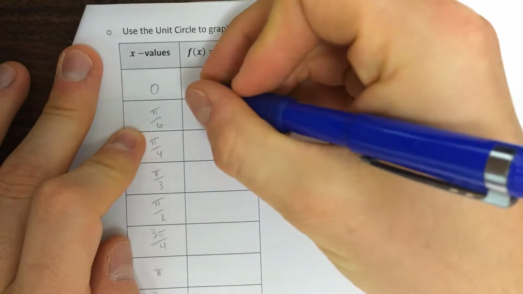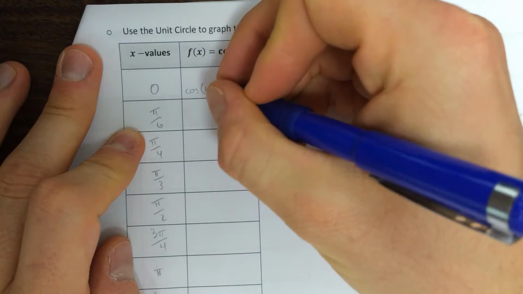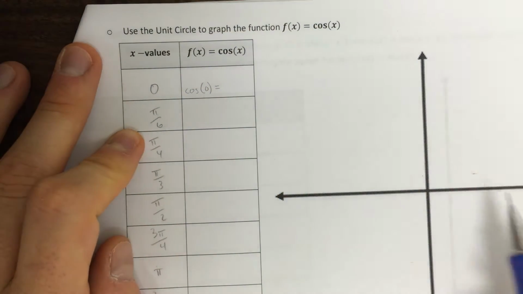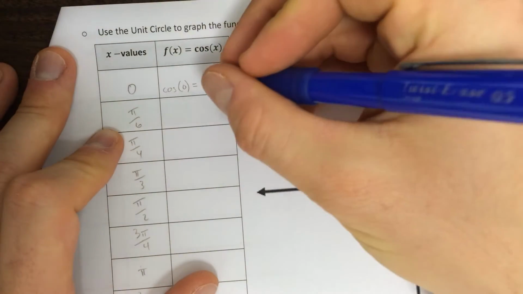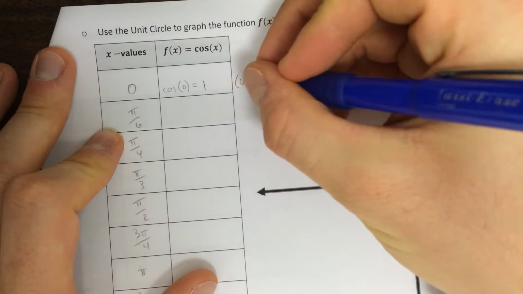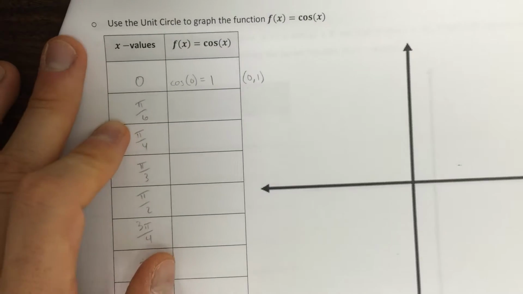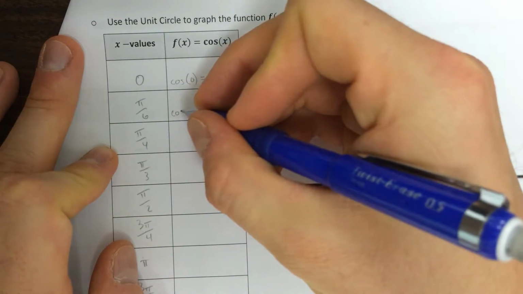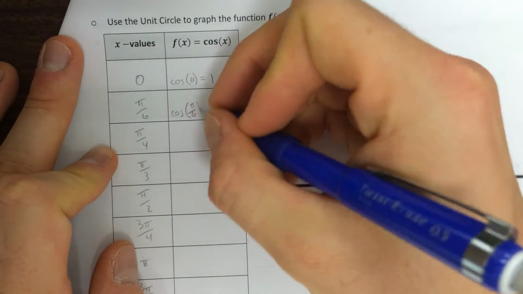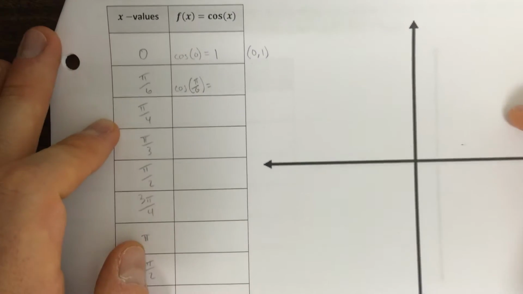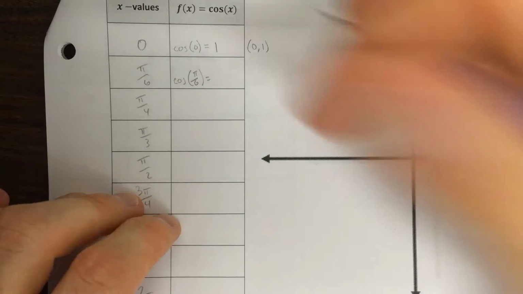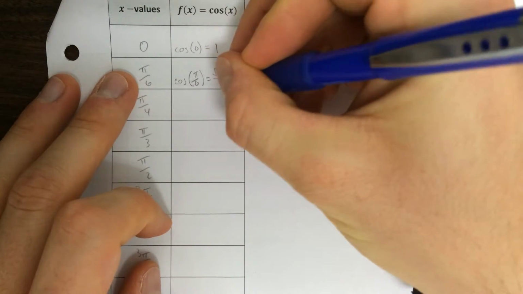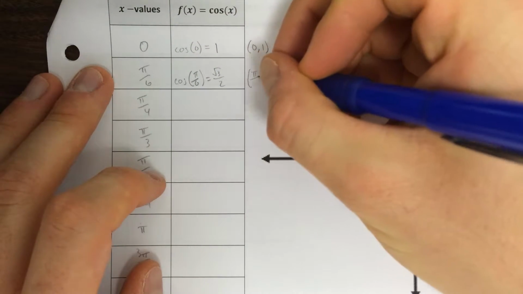see what we get. So if we have cosine of 0, well 0 would be out here on our unit circle, cosine is x, so this would be 1. So our ordered pair would be 0, 1. Similar thing, cosine of pi over 6, that's our input. Cosine of pi over 6 would be square root of 3 over 2. Again, you probably need your unit circle for this.